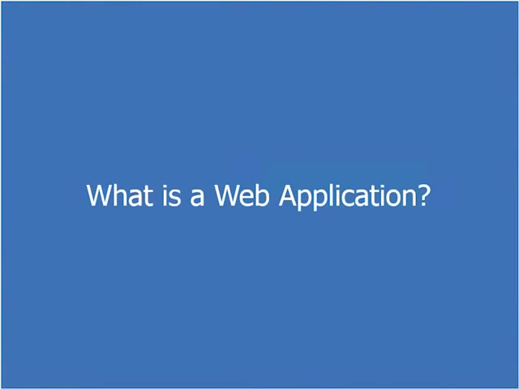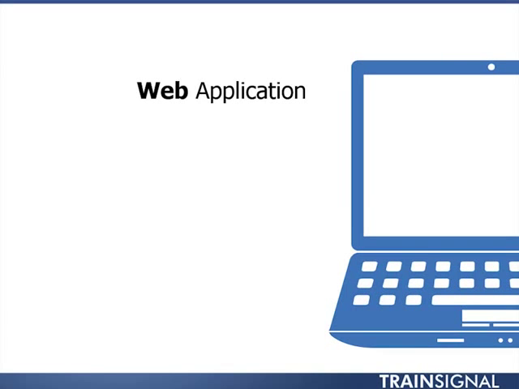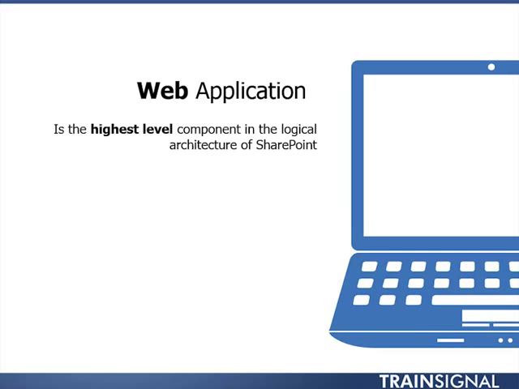So you're probably asking yourself now, so Bill, what exactly is a web application? Well, a web application is the highest level component in the logical architecture of SharePoint. It's our top tier. Everything else, site collections, sites, lists, libraries, all of that comes underneath the web application. And we'll take a closer look at that a little bit later on.